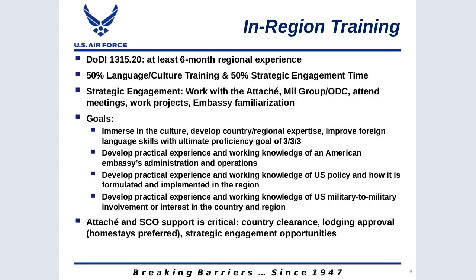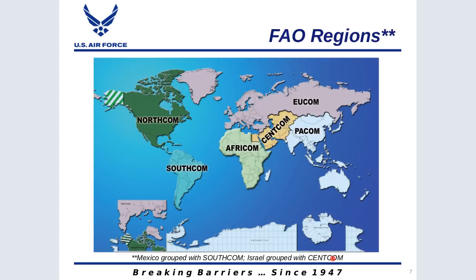Next slide, please. Here's a map of the different FAO regions. You have NORTHCOM, and please note that SOUTHCOM would include Mexico, and AFRICOM does not include Egypt. Egypt and Israel are grouped under CENTCOM. And then we've got EUCOM as well as INDOPACOM. That name changed not too long ago to INDOPACOM to reflect our partners from India all the way to the edges of the Pacific Ocean.